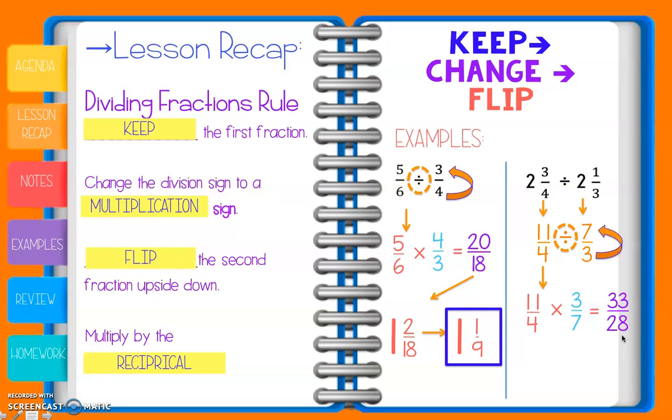Now again, this is not our final answer. This can't be our final answer because 33/28 is an improper fraction. So to make it a proper fraction, we ask ourselves how many times does 28 go into 33? And that is 1. And we have 5 28ths left over. Now, 5/28 cannot be simplified, so 1 5/28 is our final answer.